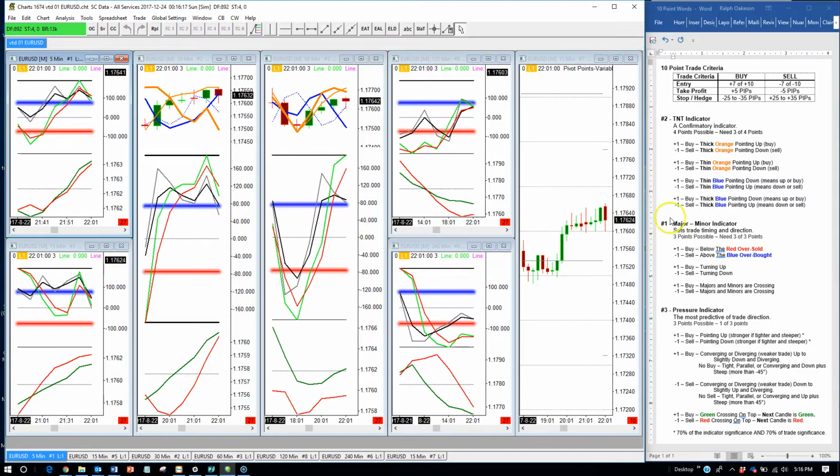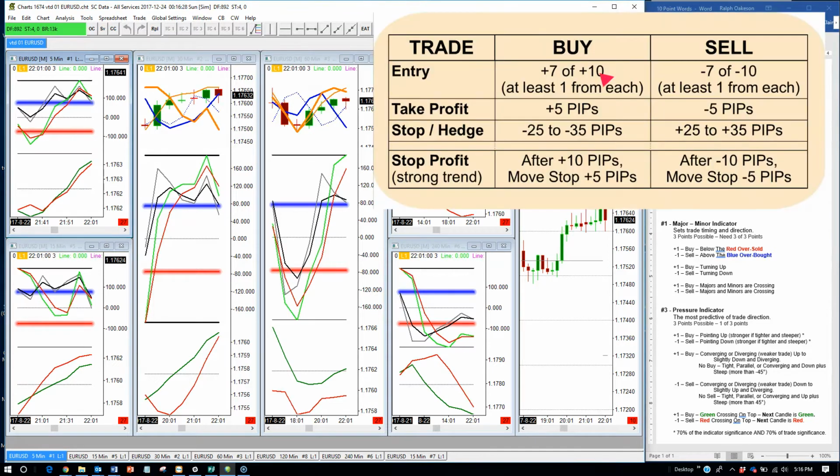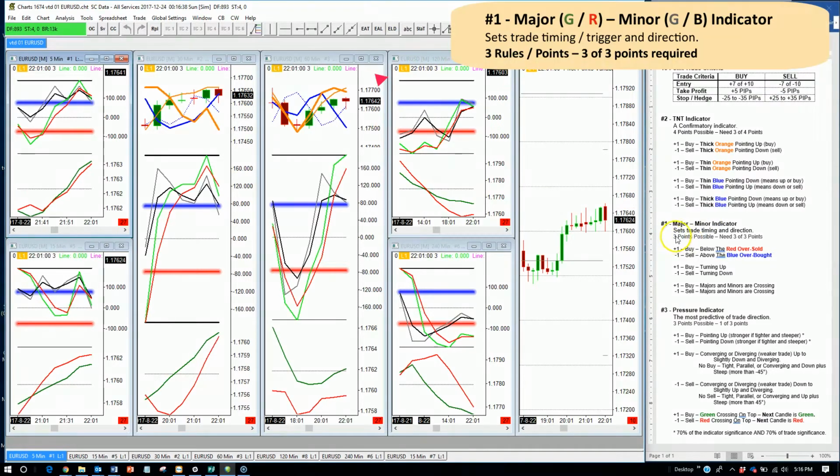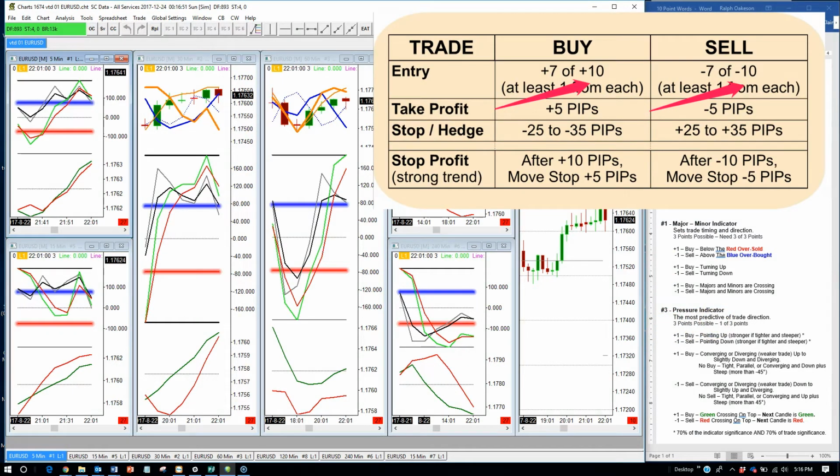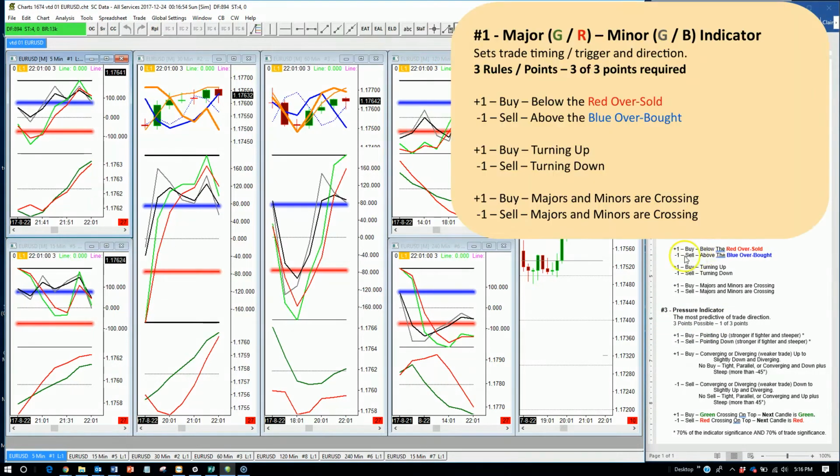So we come over here to the majors and minors. We have a sell trade, so we're looking for what criteria? Well, let's go up to the 10-point trade criteria. We're looking for a sell, and so for entry, we need -7 points out of -10 total points. Okay? Well, we see that we have 3 total points here with the majors and minors. We have a total of 4 points with the TNTs. That would be 7, and 3 possible points with the pressure. That's where we get the 10 points. So let's take a look. We're looking for the sell.